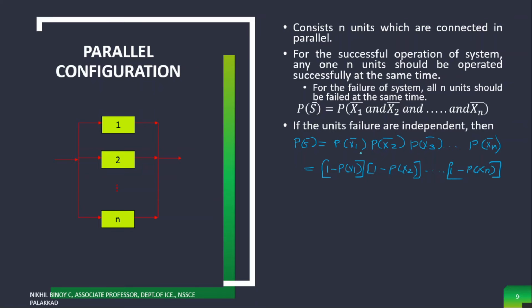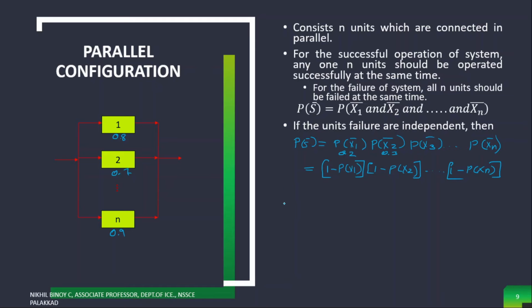So why am I writing it this way, 1 minus P of x1? In a reliability block diagram, they will give the reliability value, something like 0.8, 0.7, 0.9. So in order to find P of x1 bar, we have to take 1 minus P of x1. If it is 0.8, what is P of x1 bar? This is 0.2. What about P of x2 bar? P of x2 is 0.7, so P of x2 bar is 1 minus 0.7, that is 0.3. So this second equation is also very important.